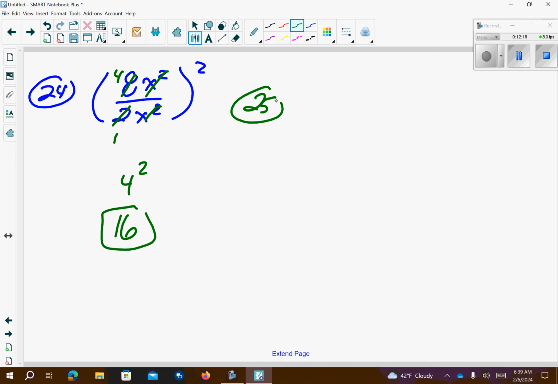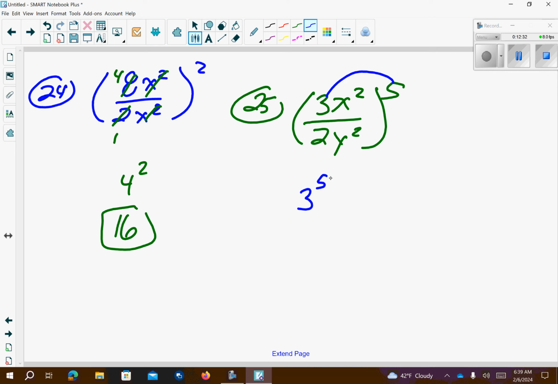25, I get 3x squared over 2y squared, and the whole thing is raised to the fifth. So distribute that in, 3 to the fifth. I'm just going to leave as 3 to the fifth. That's x to the 10th. 2 to the fifth, we could probably do. And then y to the 10th. I think that answer is fine.